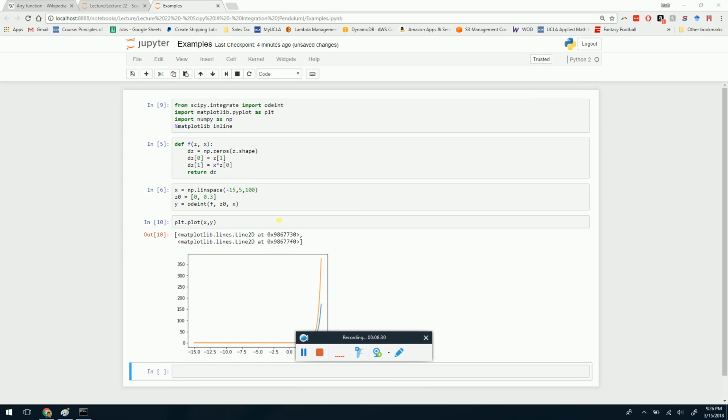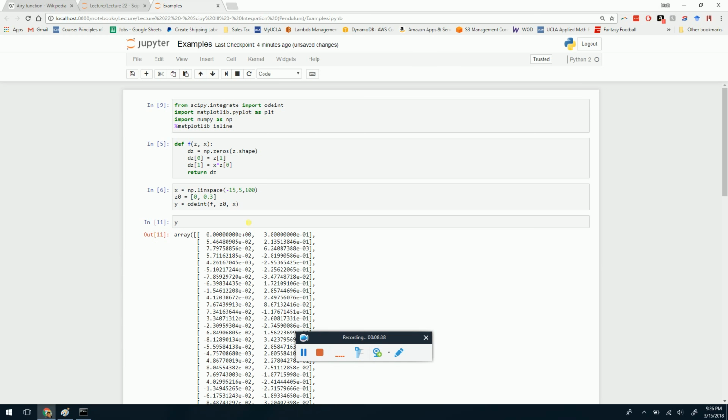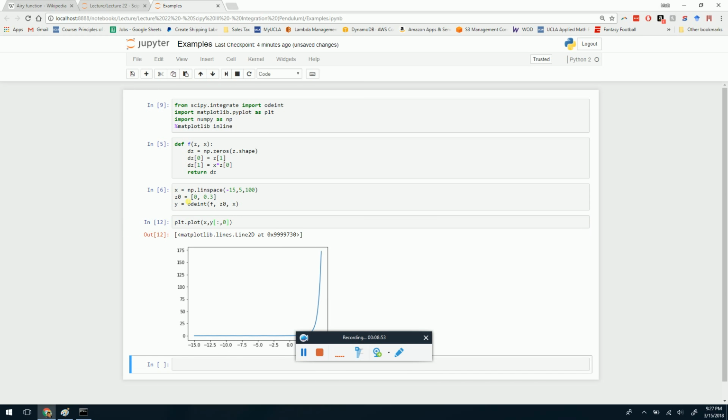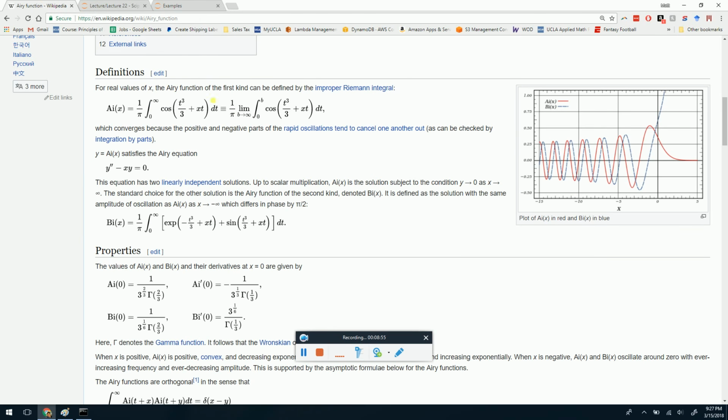Okay, I think part of the problem is that our y is really two-dimensional. So we really want just the function y itself. Let's go ahead and plot y, the 0th column, so all entries of the 0th column. That's no good either. Where does it go up to here? It looks like it goes off. No, it should settle down.